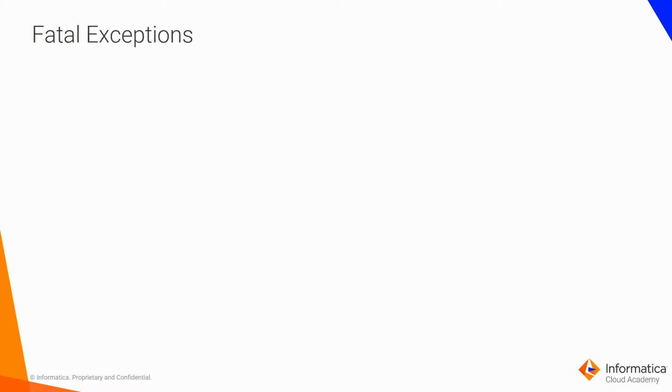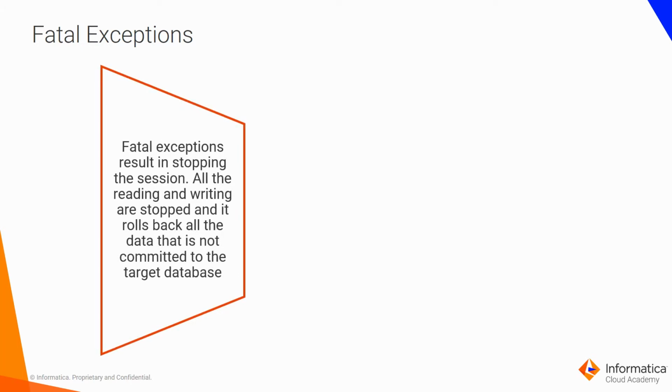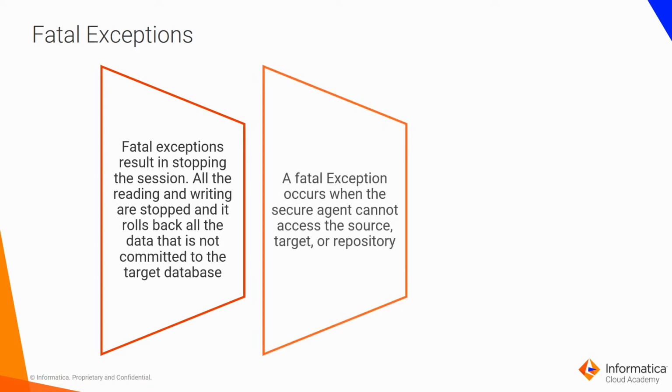Let us now discuss fatal exceptions in detail. Fatal exceptions result in stopping the session. All the reading and writing are stopped, and the integration service rolls back all the data that is not committed to the target database. This happens when there is a loss of connection and the integration service is not able to access source, target, or repository. This can include loss of connection or target database errors, such as lack of database space to load data.